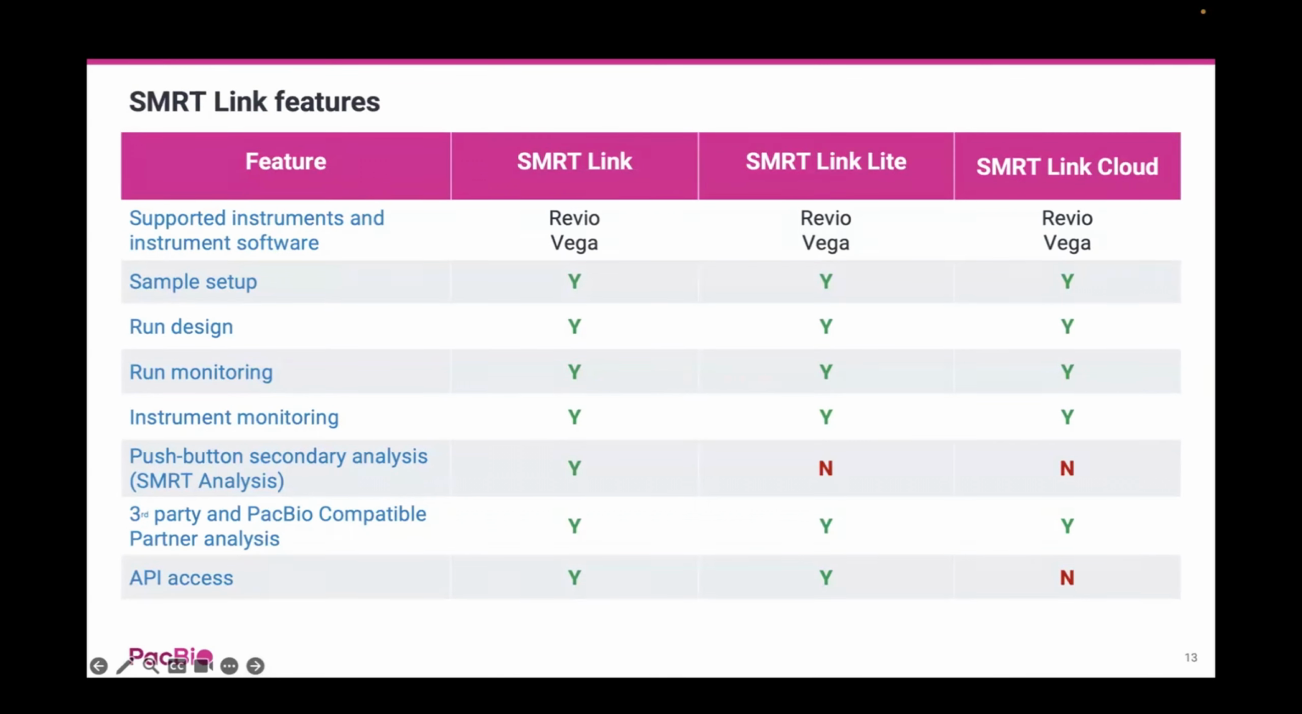Each version of SmartLink helps you calculate loading concentrations with the sample setup. SmartLink Cloud does not allow users to access the SmartLink API, which is often used for things like LIMS integration, nor does it allow for smart analysis. SmartLink Lite offers all the functionality of SmartLink on-prem, except for secondary analysis. All three versions of SmartLink support third-party analysis tool integrations, so you're able to use the tools best suited for your work.